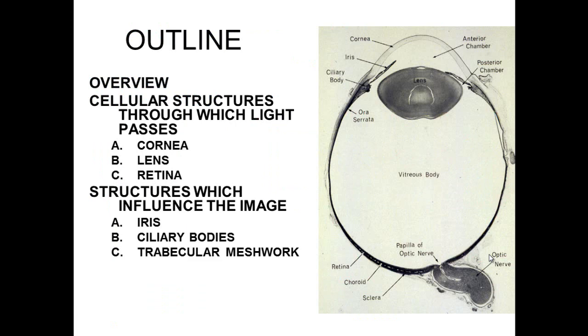We want to cover the things through which light passes, which is the cornea, the lens, and the transparent portion of the retina. And we're going to talk about things that influence the image, which is the iris, regulating the amount of light coming through, the ciliary bodies, and the trabecular meshwork.